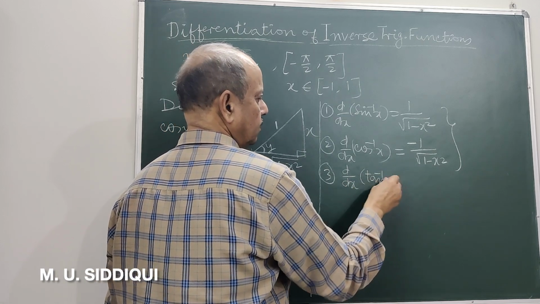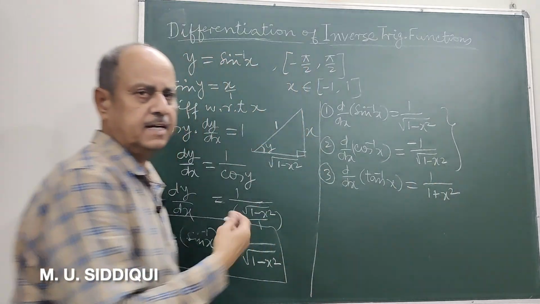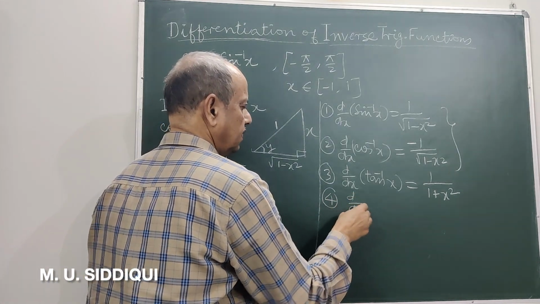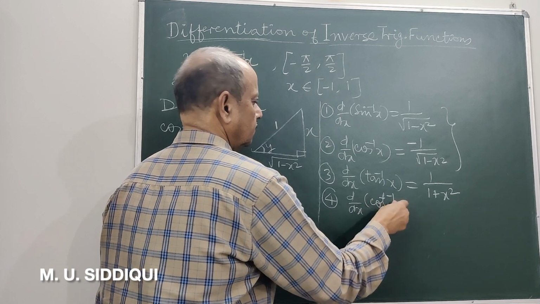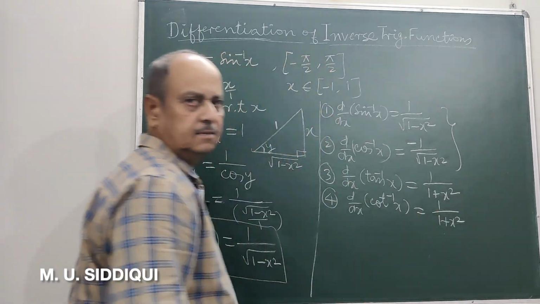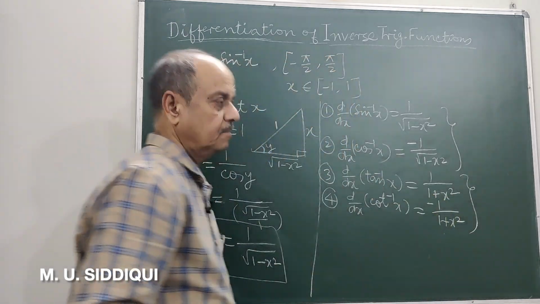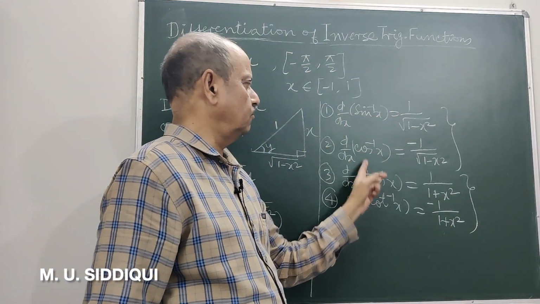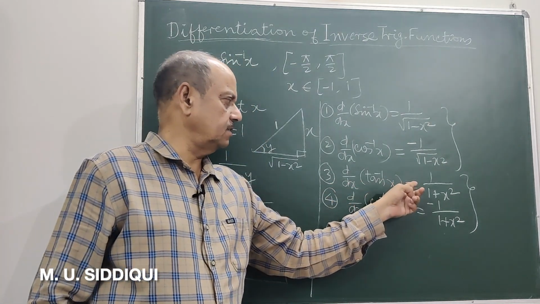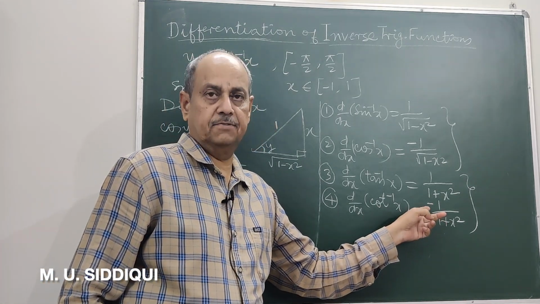d dx of tan inverse of x is equal to 1 upon 1 plus x square. You can try them the same way and obtain this result. Fourth, d dx of cot inverse x is the same expression, 1 upon 1 plus x square, with a negative sign. So you can see these are pairwise. d dx of sine inverse was this, d dx of cos inverse is the same thing with the negative sign. Similarly, d dx of tan inverse is this, d dx of cot inverse x is the same thing with the negative sign.